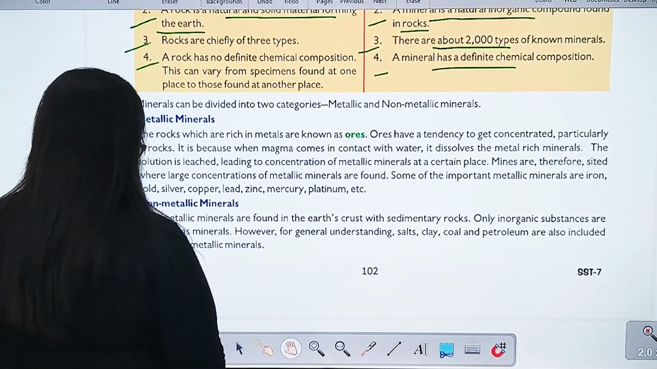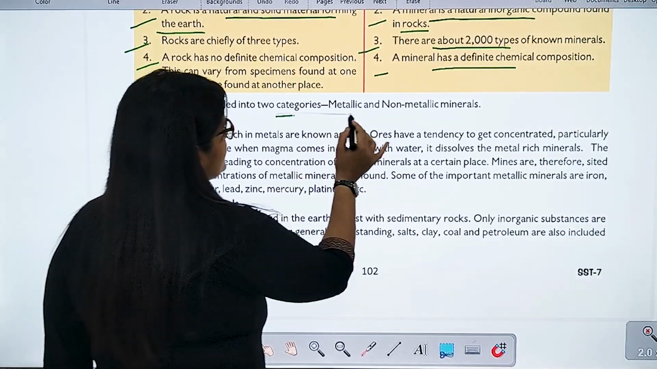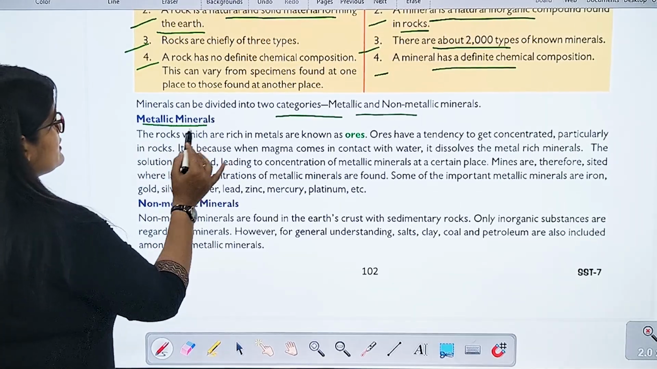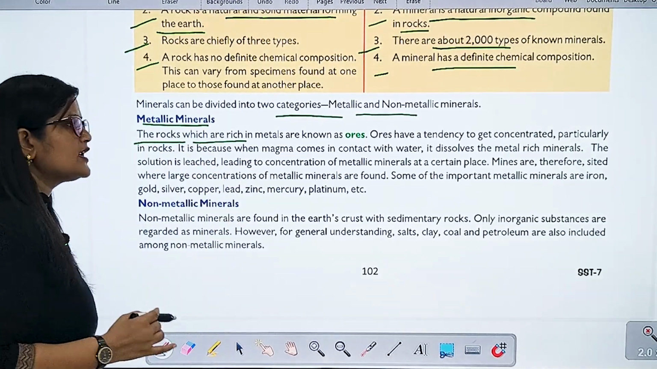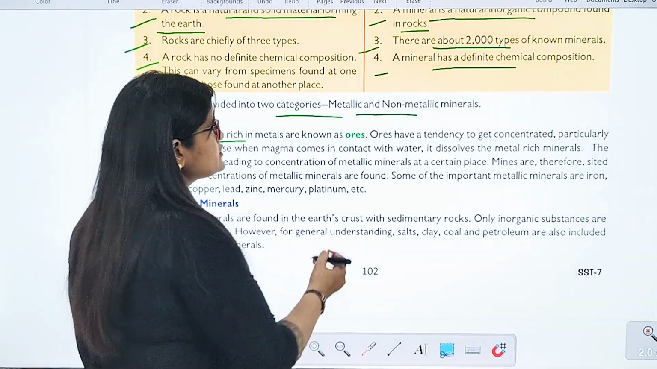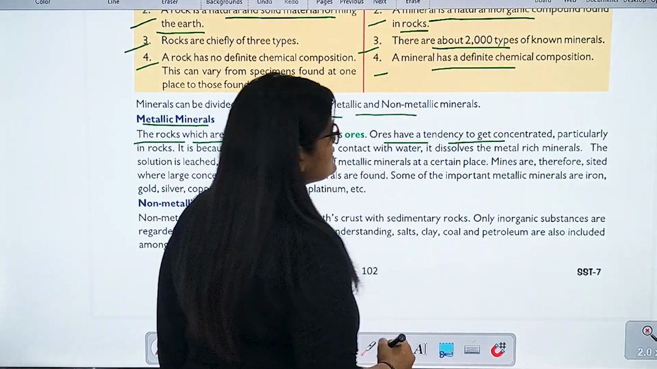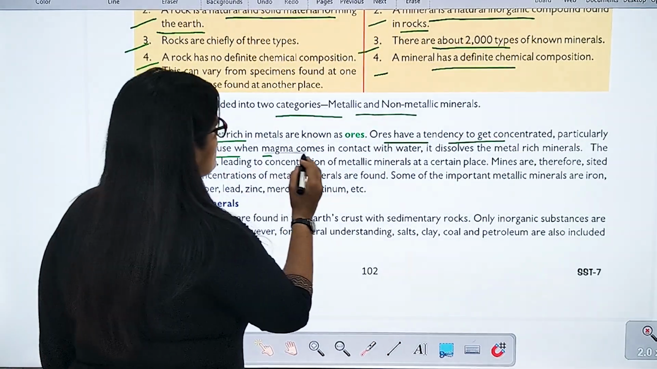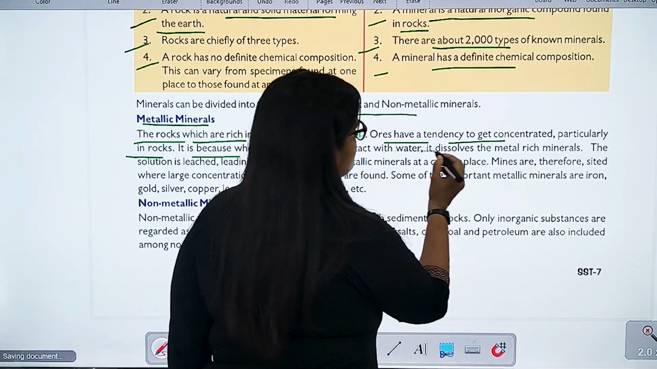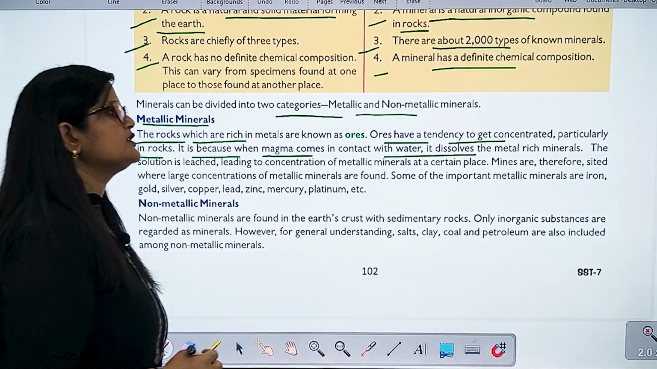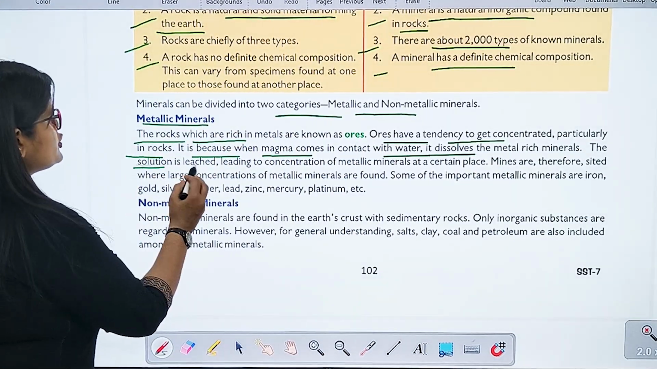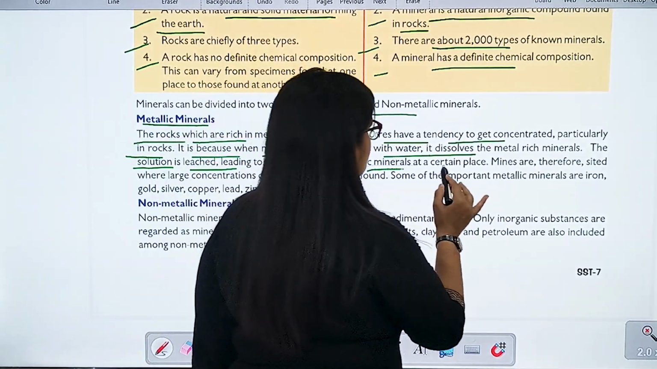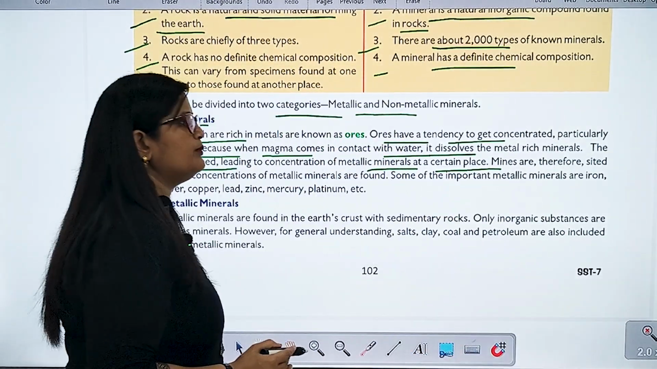Minerals can be divided into two categories, metallic and non-metallic minerals. Metallic minerals क्या होता है? The rocks which are rich in metals are known as ores. Ores have a tendency to get concentrated, particularly in rocks. It is because when magma comes in contact with water, it dissolves the metal-rich minerals. The solution leads to concentration of metallic minerals at a certain place.